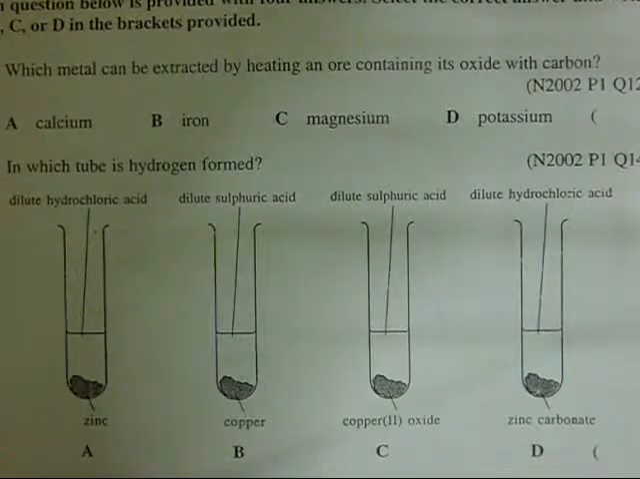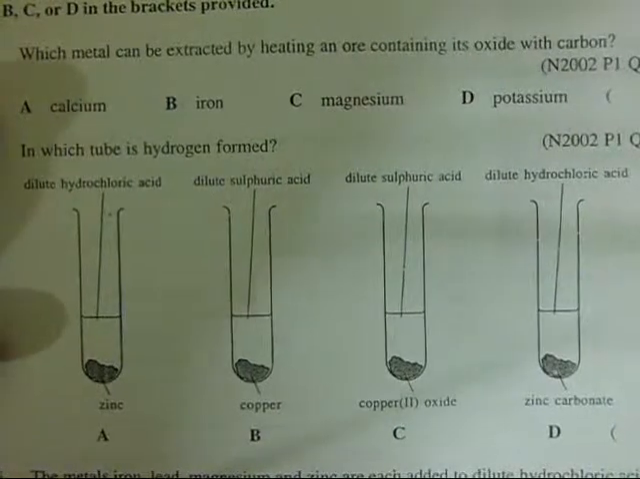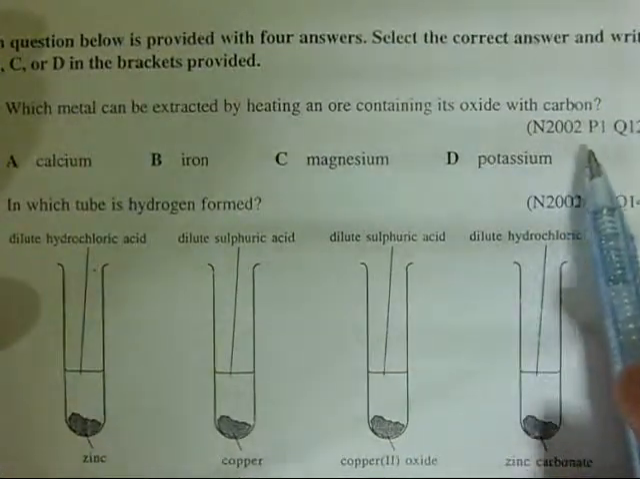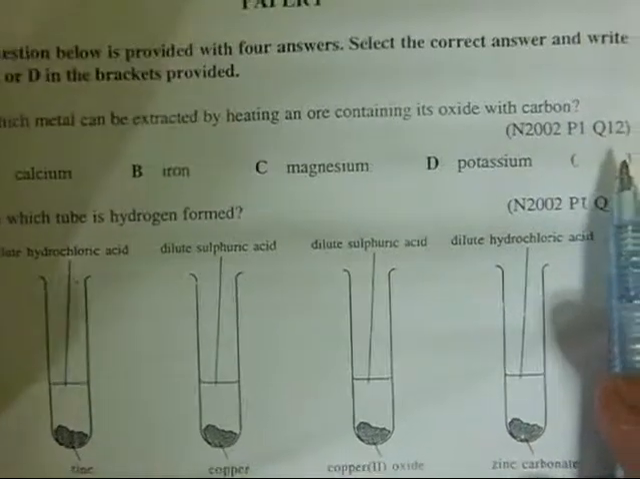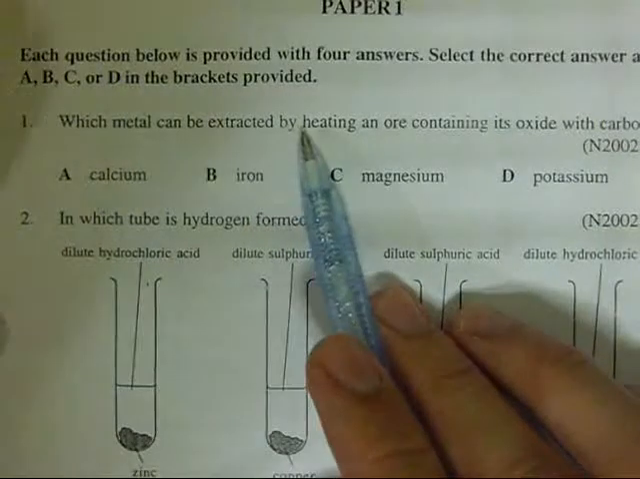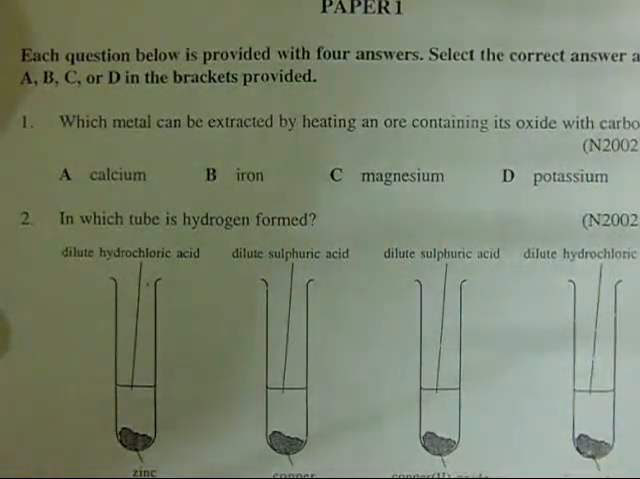This is the TYS for the metals chapter. This is November 2002, paper 1, question 12. Which metal can be extracted by heating an ore containing its oxide with carbon?